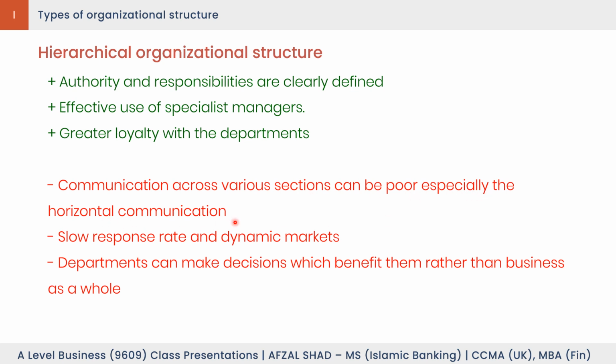So the communication between the departments will be poor, obviously in this case, since it's going to be wider most of the times. So slow response rate in dynamic markets, since the structure is quite static in nature, so low response rates are normally seen. If we are going to compare this with the next organization structures, then you will see that this becomes a disadvantage. Departments can make decisions which benefit themselves rather than the business as a whole.